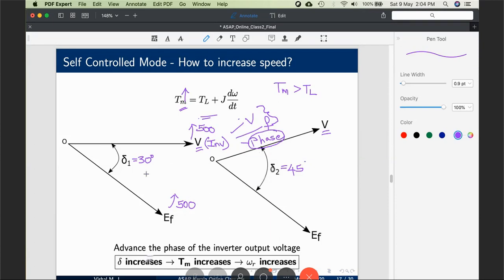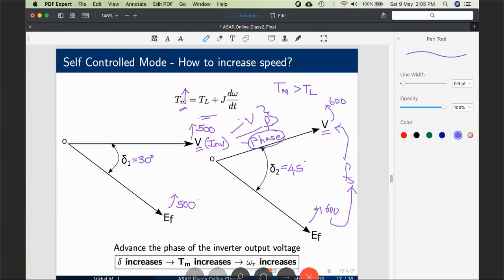Now what happens? Delta increases from 30 to 45. Sin 45 is more than sin 30, so your machine torque increases. If your machine torque increases, your speed also will increase. At 45 degrees, this speed has increased to 600 RPM. This is sensed. You extract the stator frequency and apply it to the voltage, so this also will rotate at 600 RPM.